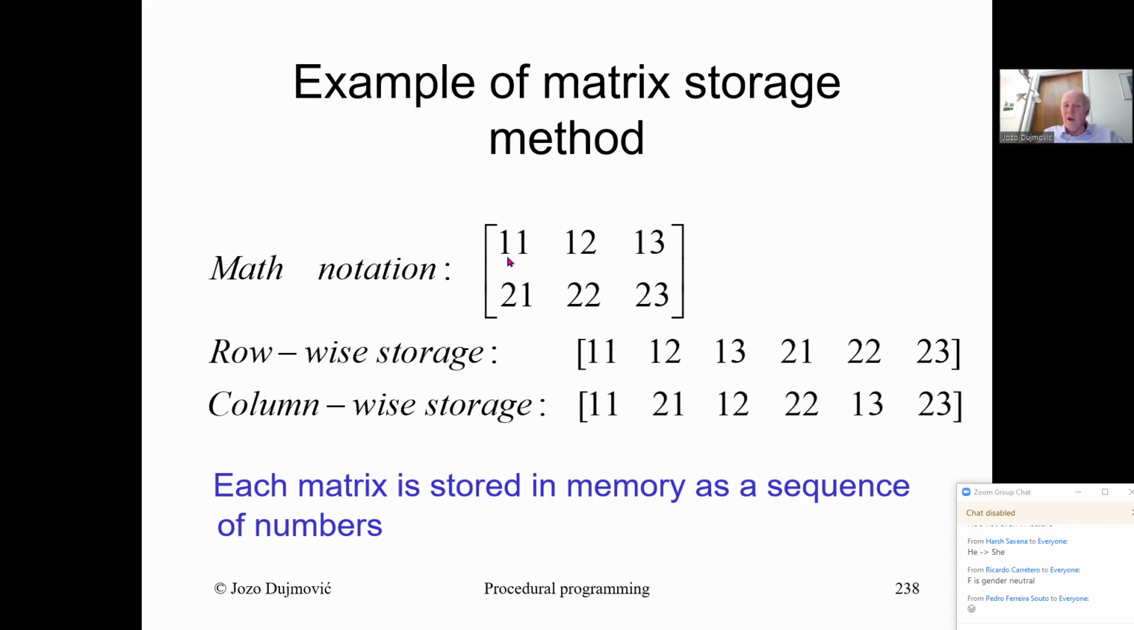If we have row-wise, we have first row 1, 2, 1, 1, 1, 2, 1, 3, followed by the second row, 2, 1, 2, 2, 2, 3. If we have column-wise, you have 1, 1, 2, 1, and then second column, and third column, and fourth column. This is written in the standard of language.